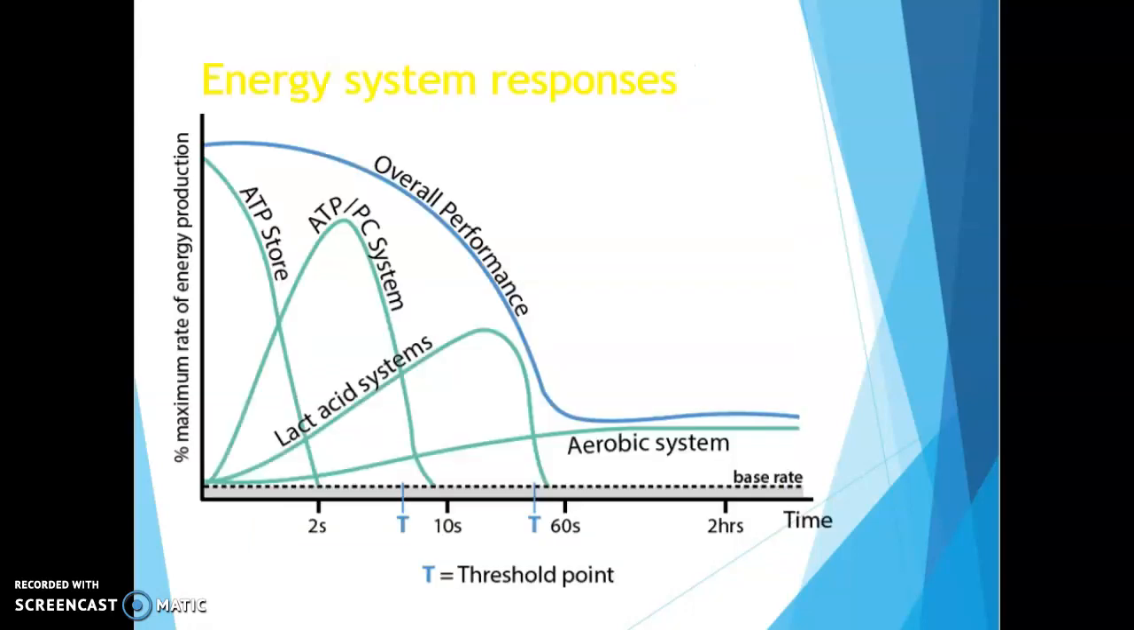And now finally for energy systems, we're going to be talking about ATP in muscle contraction, lactic acid systems in ATP production, and the PC system. ATP is a chemical energy store which produces energy.